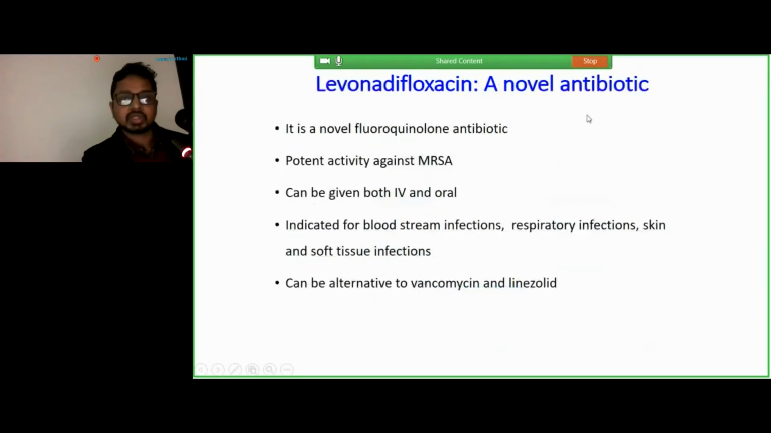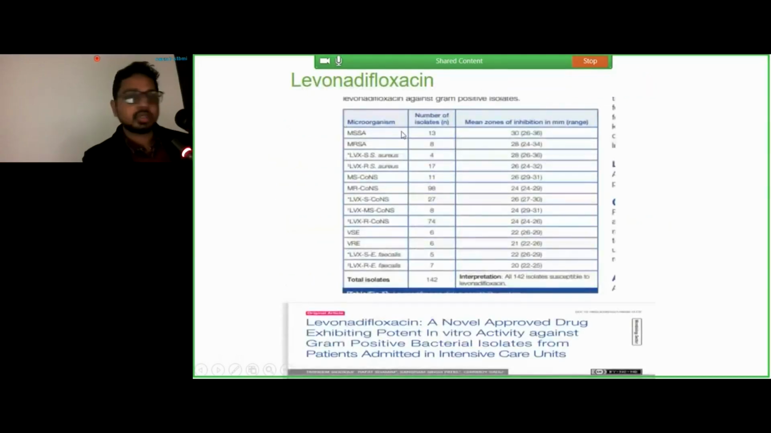Another is levonadifloxacin, a novel fluoroquinolone antibiotic. It has activity mainly against gram-positive bacteria. The main positive feature is that it can be given in both IV and oral form, for bloodstream infections, and it can be an alternative to vancomycin and linezolid. We tested all our gram-positive isolates like Staphylococcus aureus, and they all were sensitive to levonadifloxacin. We did not find any resistance.